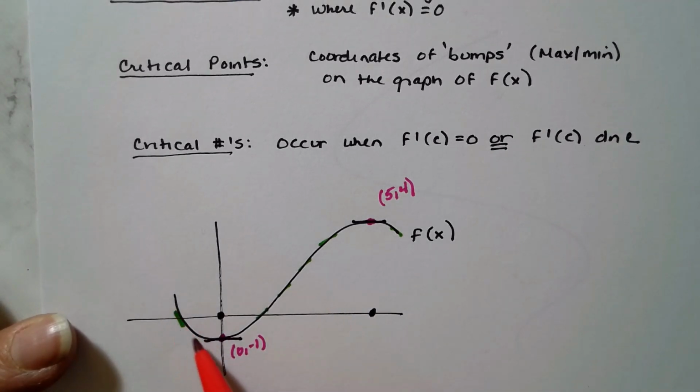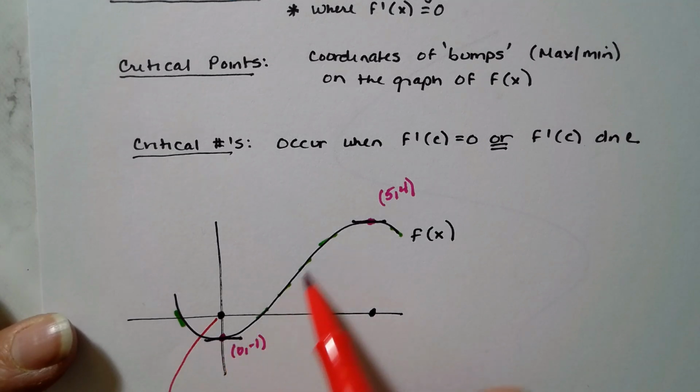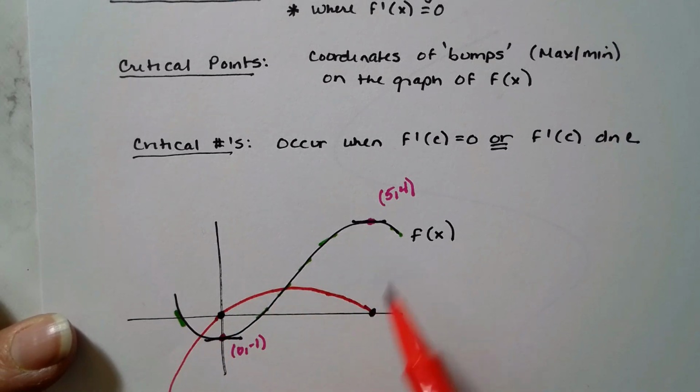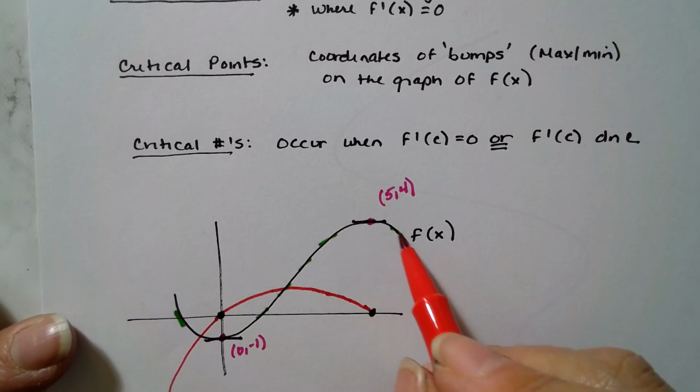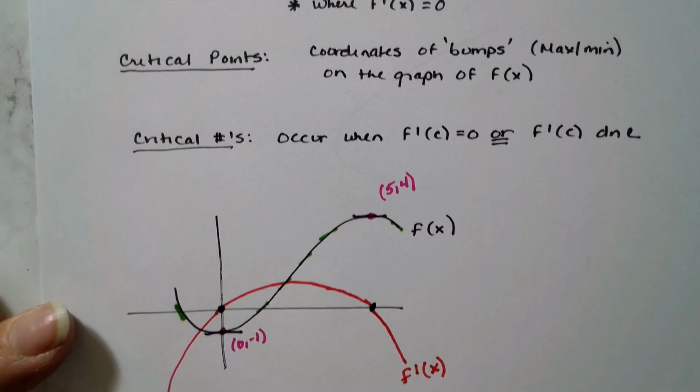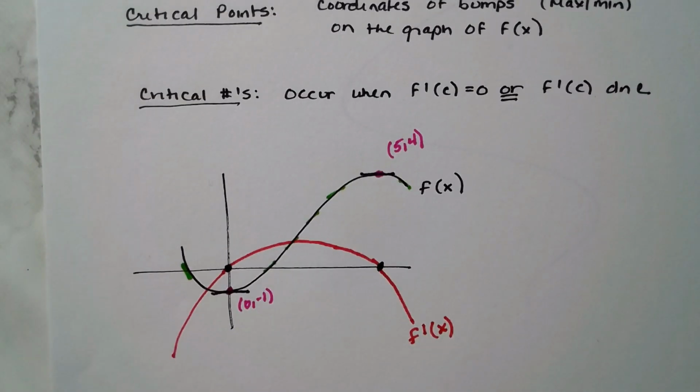Since my derivative is decreasing here, I know this is going to be below. Since the function's increasing here, I know my derivative has to be above, headed back toward that other zero. And then since my function starts to decrease here, I know my derivative is going to take on a negative value, right? That little green negative slope, so it has to go below. So my derivative graph looks something like this. Again, it's just a sketch. It doesn't have to be perfect.